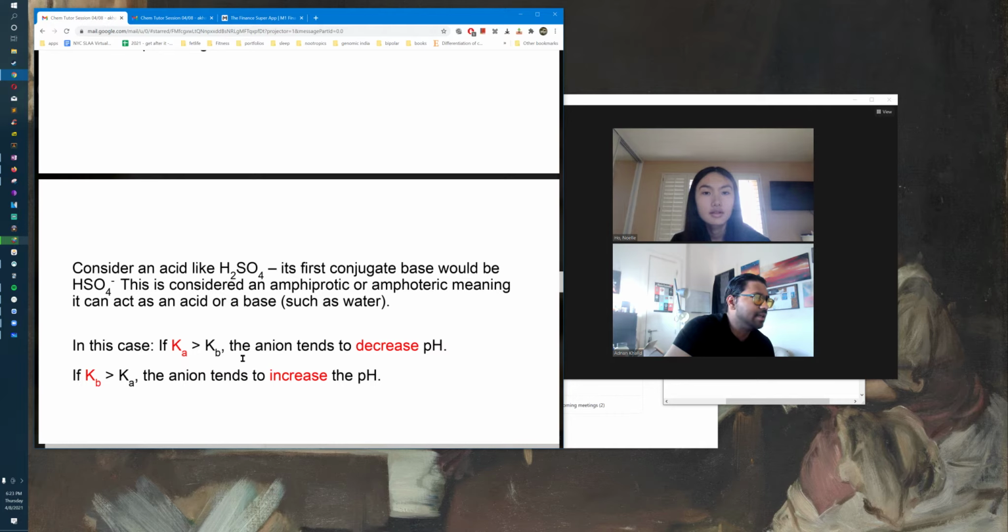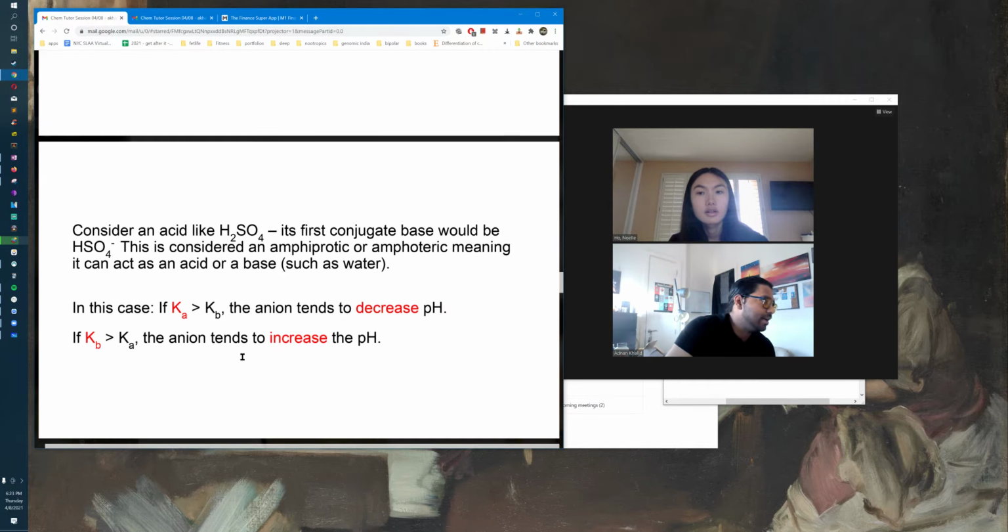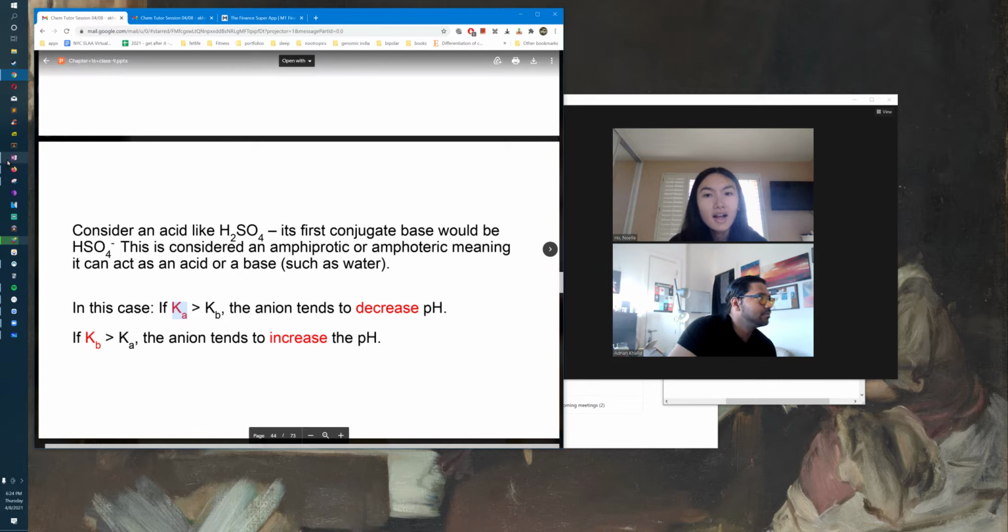H2SO4, sulfuric acid. Its first conjugate base is amphiprotic or amphoteric, meaning it can act as either. If Ka is greater than Kb, the anion tends to decrease pH. If Kb is greater than Ka, the anion tends to increase the pH. Does that part make sense? I remember it did when I heard it the first time, but now reading it back.